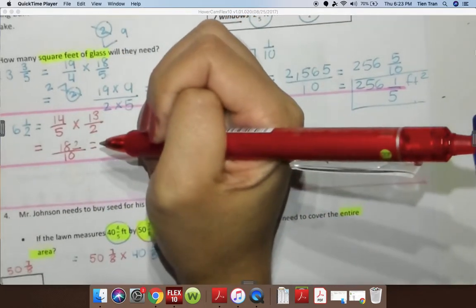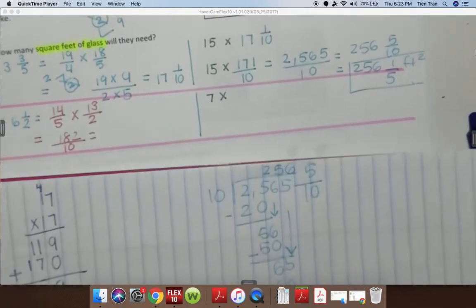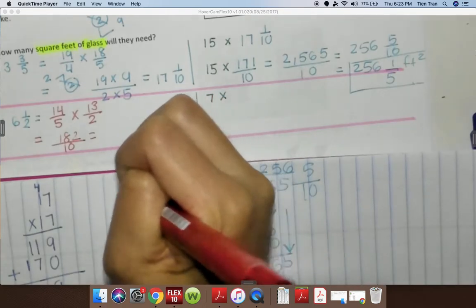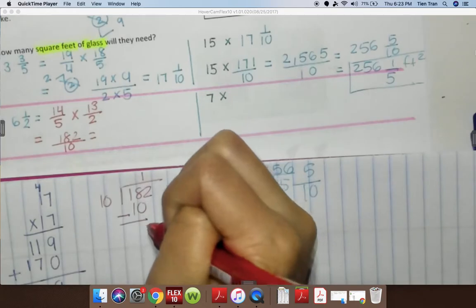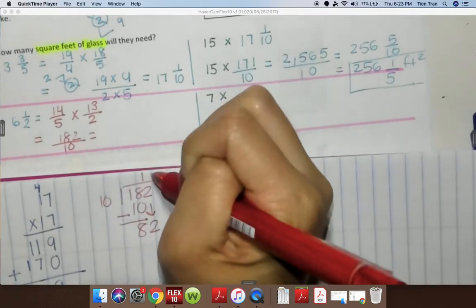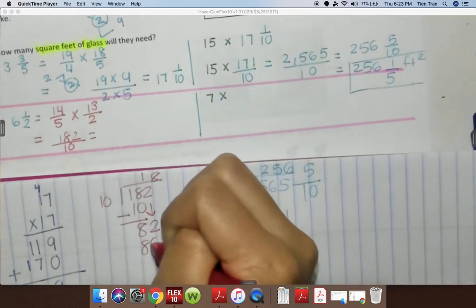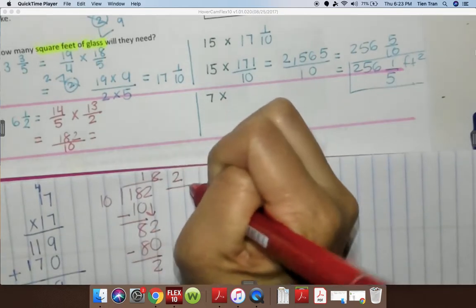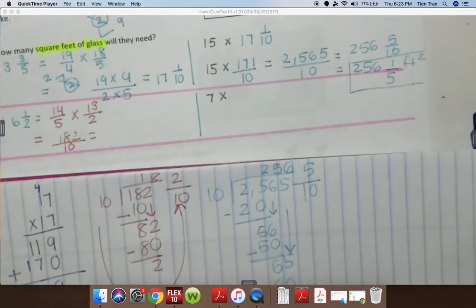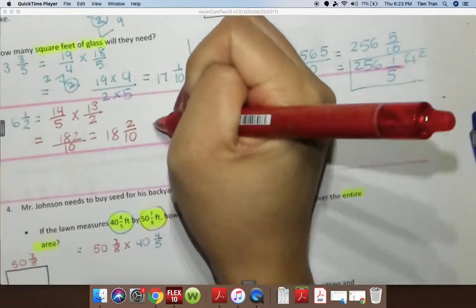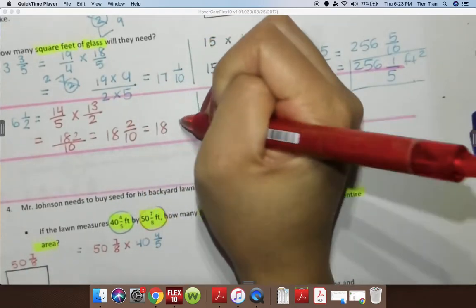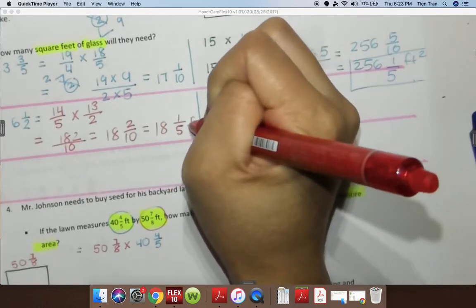Now I am going to divide. 182 divided by 10. 10 can go into 18 once, subtract. 10 can go into 82 8 times, subtract. I have 18 and 2/10. And I can simplify that to 18 and 1/5 feet squared.